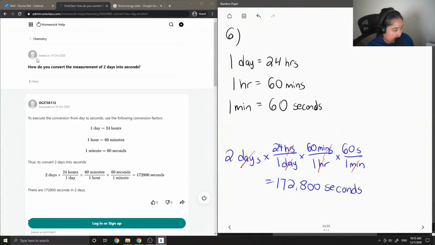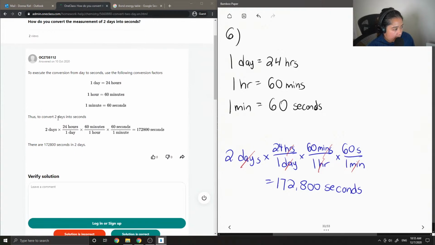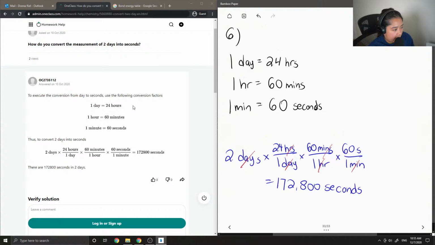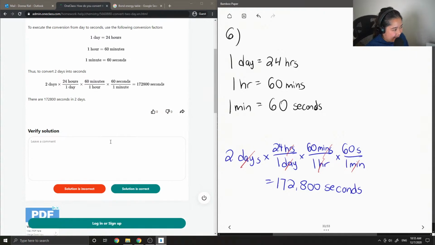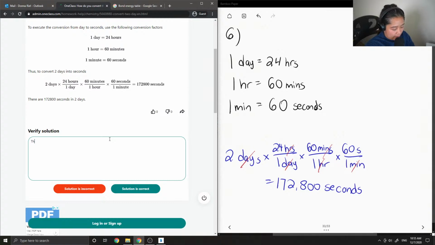The junior tutor said, to execute the conversion from days to seconds, use the following conversion factors. Thus, to convert 2 days into seconds, you get 172,800 seconds in 2 days. Yep, so the solution is correct.